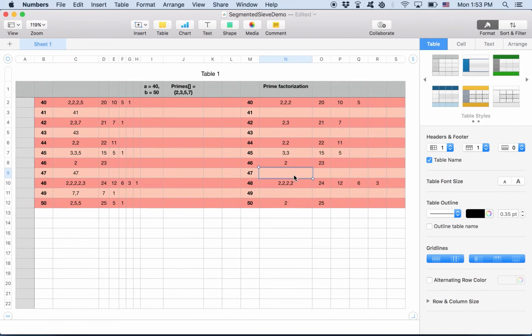Again, we jump 1, 2, 3. 3 is divisible by 3. So we get 1. We are done with this number. And that's it. We don't have any more numbers in this range that are divisible by 3.